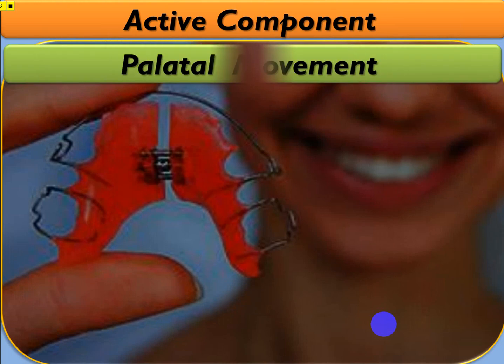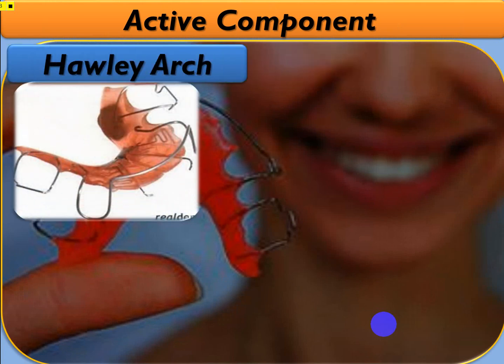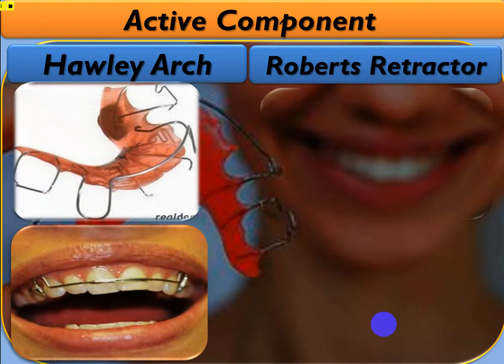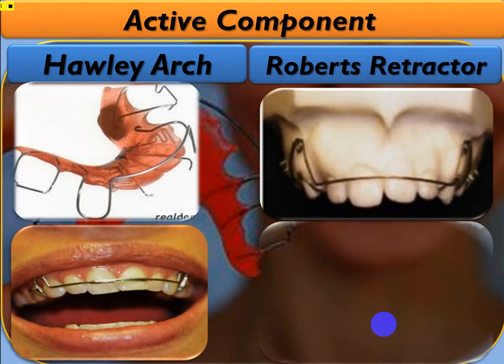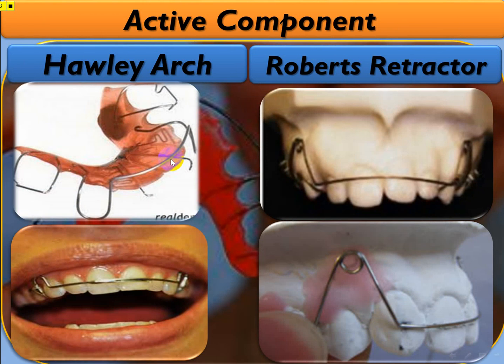Now, what about the components that give us a palatal movement or a force in palatal direction? As I mentioned previously, we have the Hawley arch and we have the Robert's retractor. The Hawley arch is generally made from 0.7 mm hard stainless steel wire. It will be labially situated. You can see here, it comes to touch the most prominent point of the tooth.